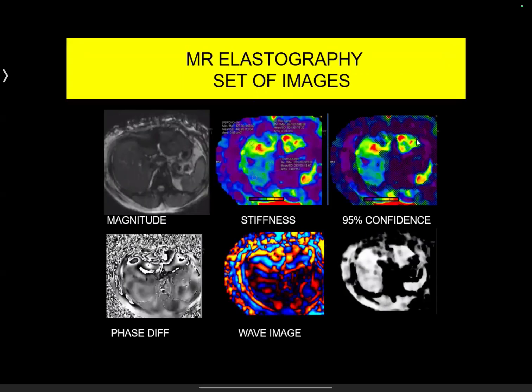So in MR elastography, you get 6 sets of images, but the main ones we should know are: one, the magnitude image, which tells you which part of the liver was studied. This is an elastogram with a confidence map. Wherever there is a checker is not a good area to measure, so anything without checker is the right area. And this is the wave map, which tells you that the waves are traveling.